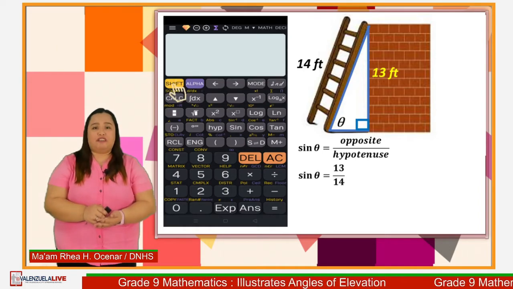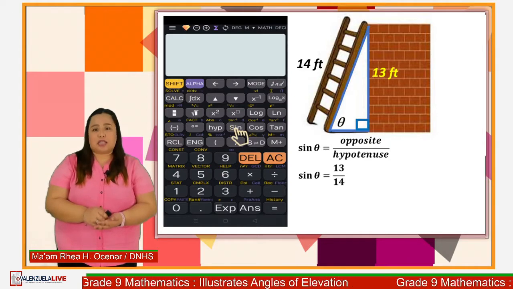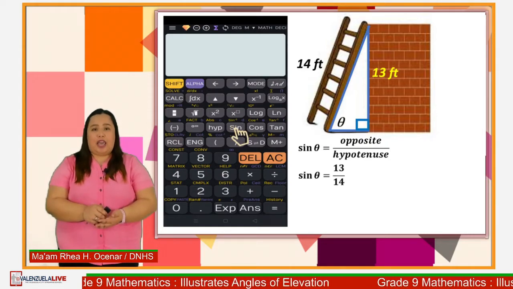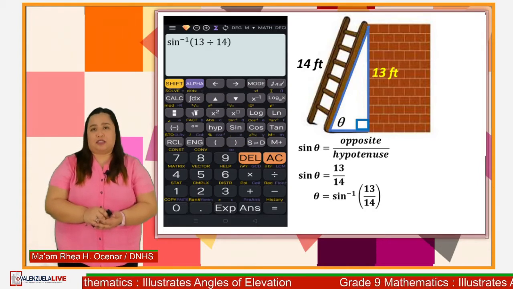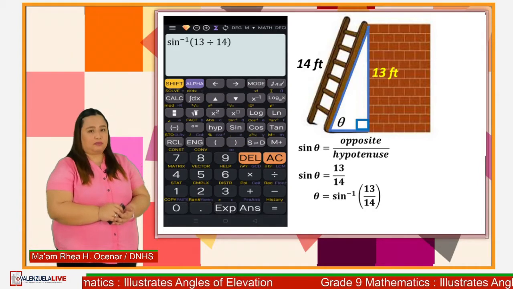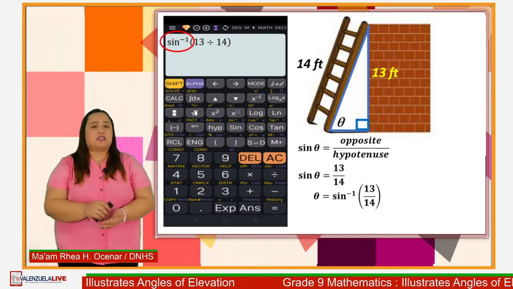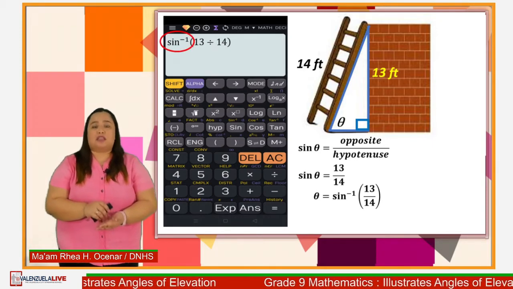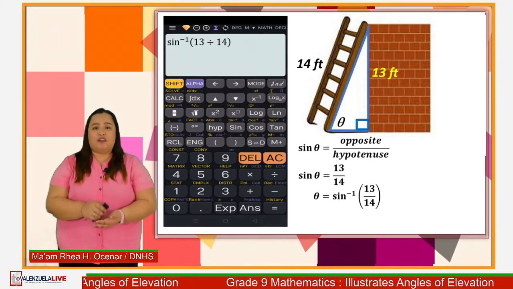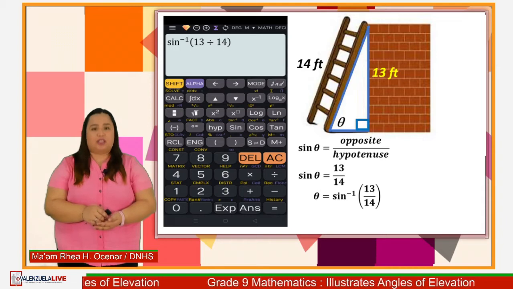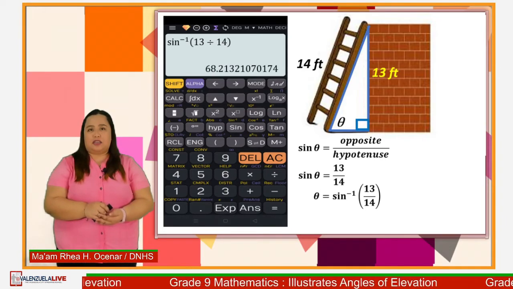Press the shift button and then the sine button. And press 13 divided by 14, like this. This symbol is read as arc sine. Arc sine is the inverse function of sine. The value of arc sine 13 divided by 14 looks like this.